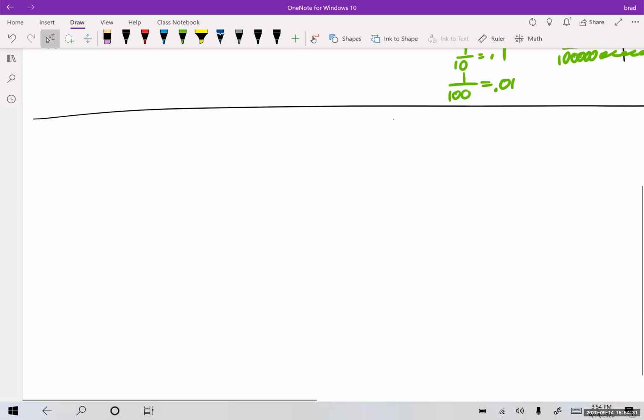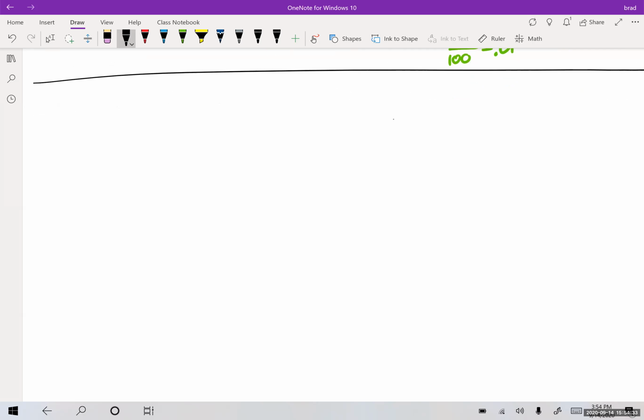So now let's go over to here. What I would like to do is evaluate the limit as x approaches infinity of 2x squared over x squared plus 1, okay?